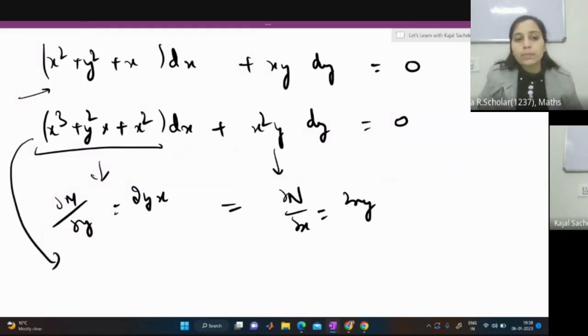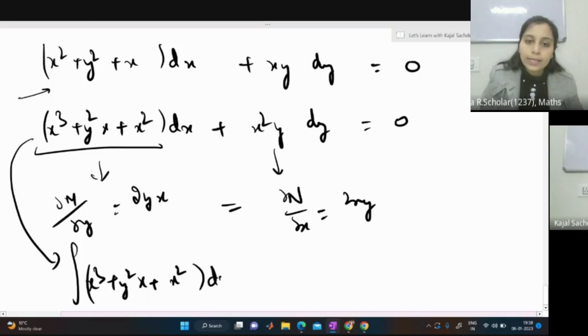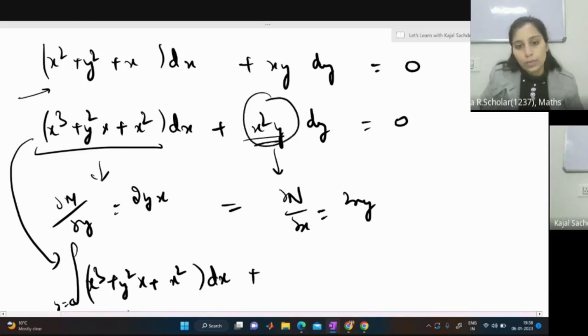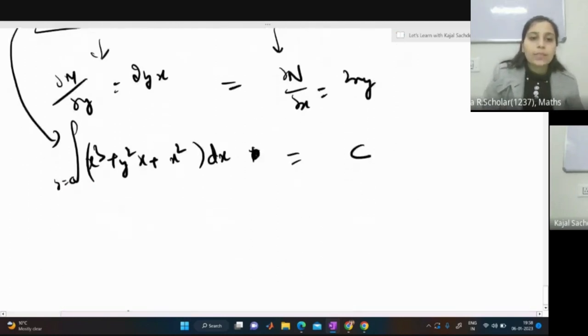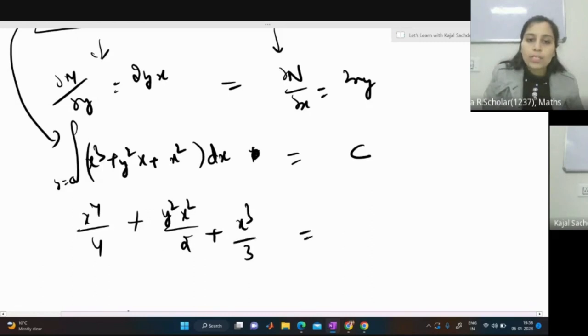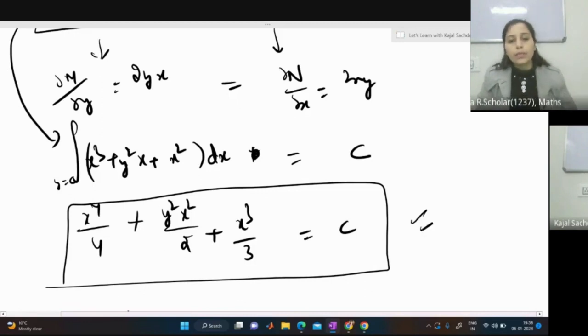Now we have the standard formula for finding the solution. Just integrate M with respect to x, taking y constant, plus the terms not containing x. But here we have no term without x, so that is equal to c. Now just integrate this with respect to x. We get x⁴/4 + y²x²/2 + x³/3 = constant. So this is our required solution for the given equation.